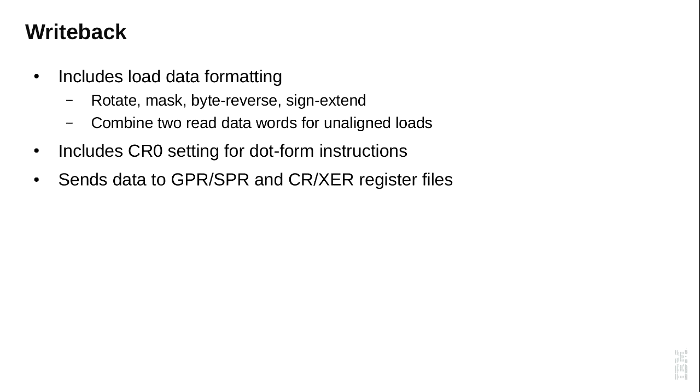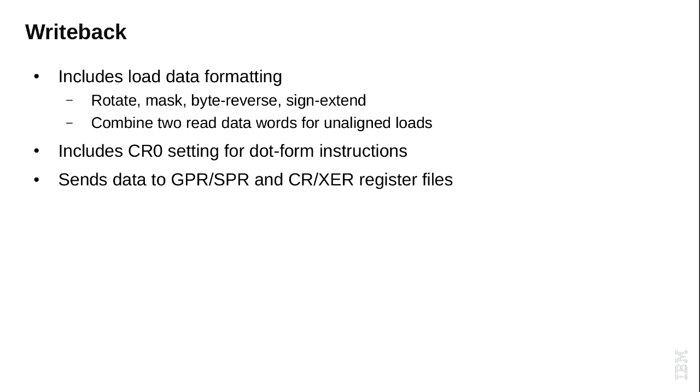Moving on, there's writeback. So this includes the load data formatting. That's taking the 8 bytes that we get from the dcache and rotating it and masking it and sign extending it and also byte reversing it. Power has byte reverse load and store instructions, which basically load or store in the opposite endianness from the processor's natural endianness. So if your processor is naturally little endian, as Microwatt is, then these byte reversed ones do big endian.